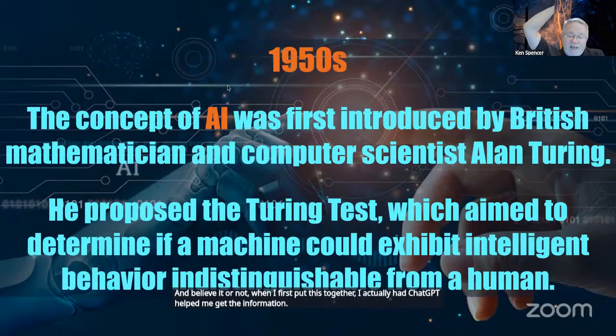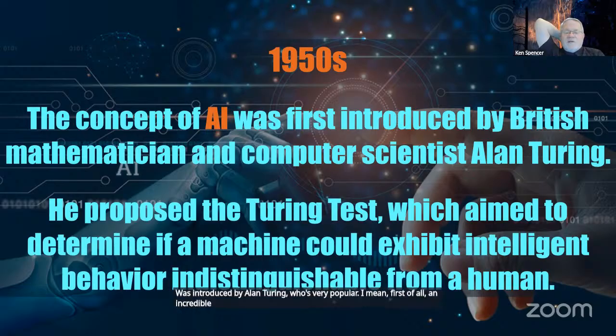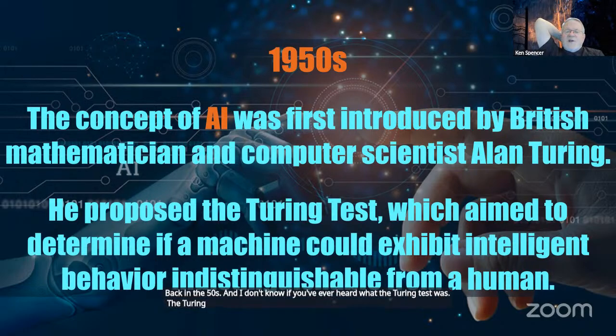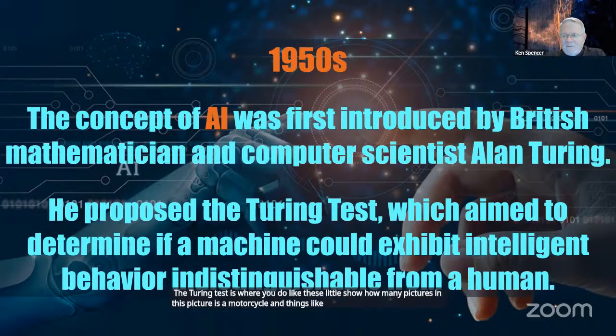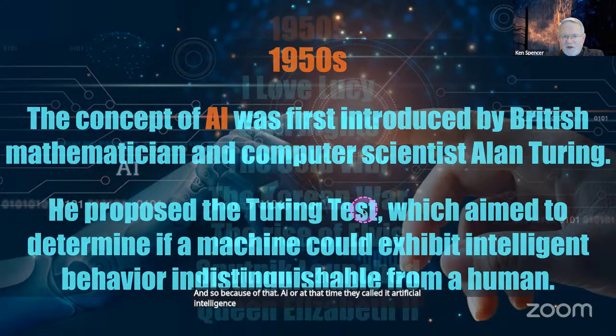It was introduced by Alan Turing, who's very popular. First of all, an incredible computer scientist back in the 50s. I don't know if you've ever heard what the Turing test was. The Turing test is where you do these little things, like show how many pictures in this picture are a motorcycle. It was the ultimate test to determine whether it's a computer you're talking to or a real person. Because of that, AI, or at that time artificial intelligence, he was one of the ones that coined that term.